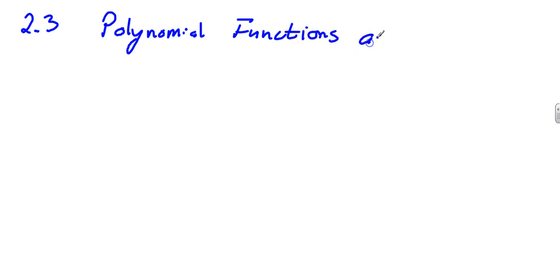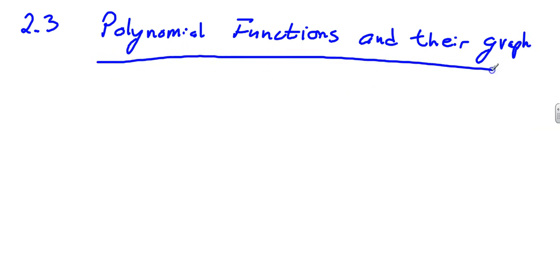Polynomial functions and their graphs. Basically it says, okay, everything in 2.1 was just the complex numbers. In 2.2, all quadratics. Everything was quadratic, quadratic, quadratic. And then they say, all right, well, in 2.3, we're going to go beyond quadratics.